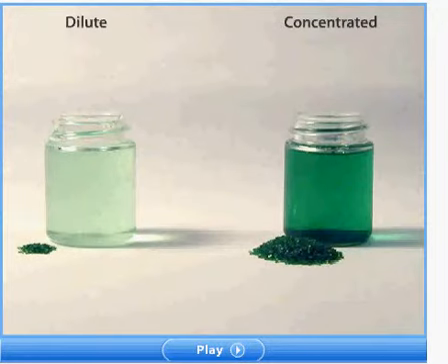Concentration. Concentration is the measure of the amount of solute dissolved in a solvent. It is often measured in grams of solute per milliliter of solvent, or in molarity. A solution's concentration determines some of its properties. A solution may be described as dilute if it contains little dissolved solute, or concentrated if it contains more solute.